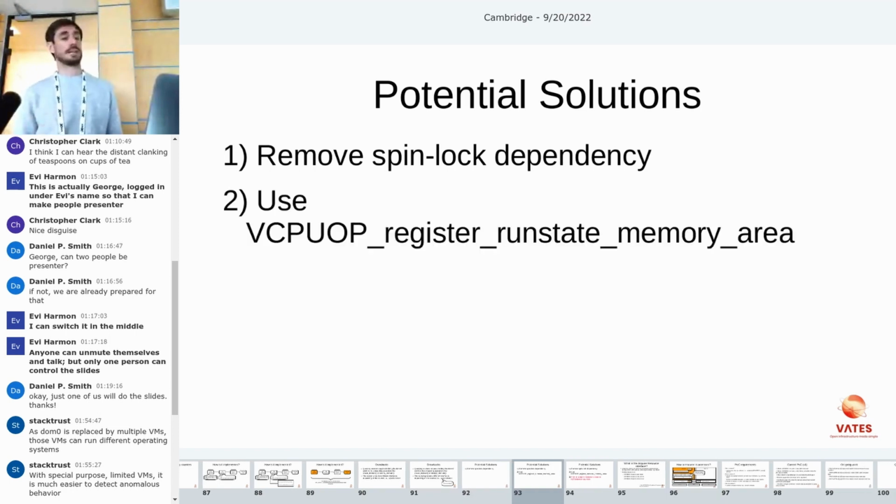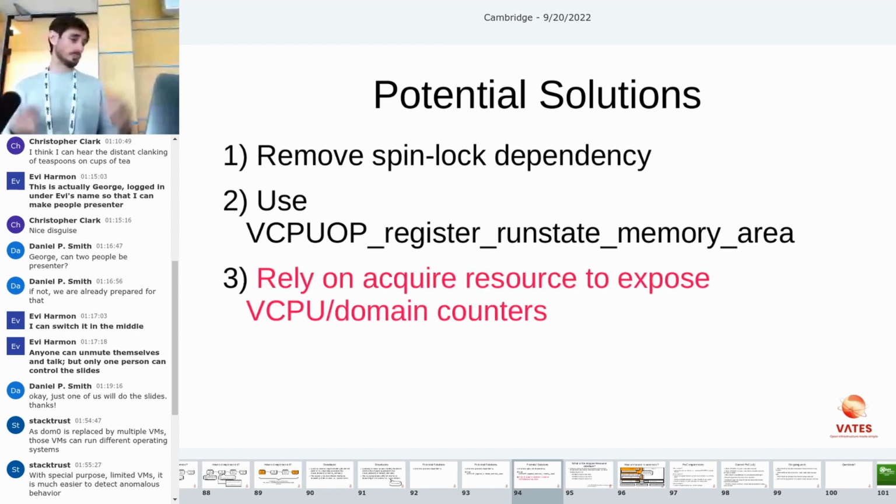And the second option was, for example, to use the VCPU register unstable memory area, which allows mapping in the guest a region of memory in which the hypervisor is going to write the counters that I was actually querying. So this avoids the use of a hypercall, right? But this was not good for the use case that we have, because what we have was a tool in DOM0 querying it, but this is only for the guest to get their own registers. So it doesn't work for a tool in DOM0 to get it for another domain, I mean.